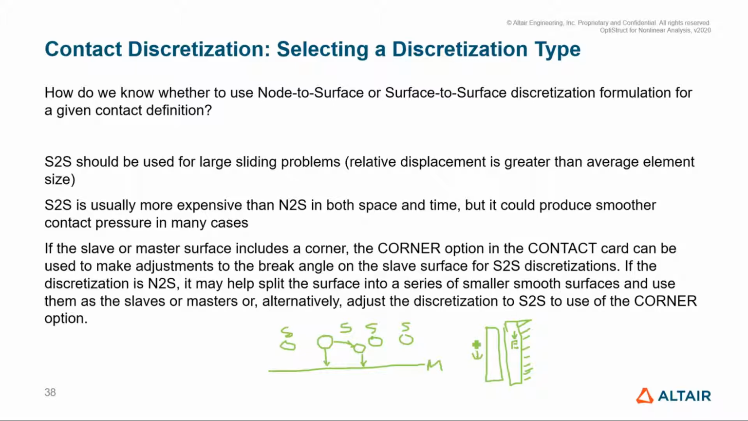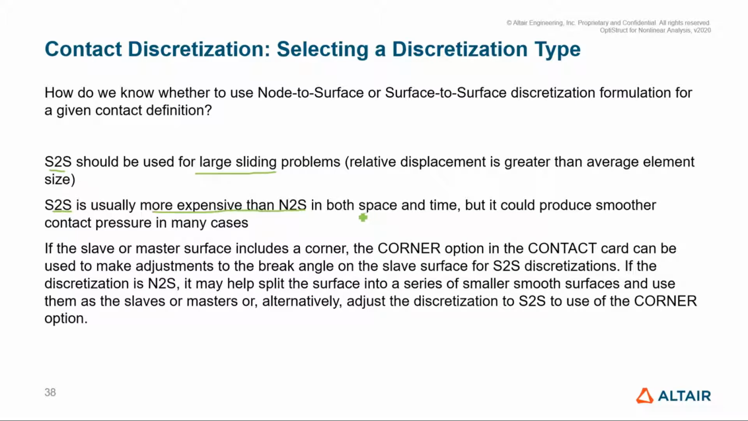Now that's how we decide slave and master. Next, you also might want to learn when to use node to surface and when to use surface to surface. If you have large sliding problems, then surface to surface is better. But just to let you know, surface to surface is more expensive than node to surface. It will use more computational time and resource, but you will produce smoother contact pressure. So if you want smoother contacts and a better contour, surface to surface is the one to use.